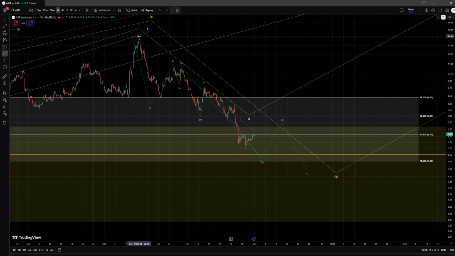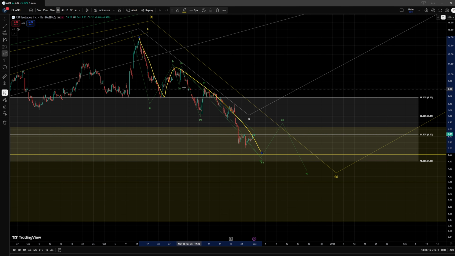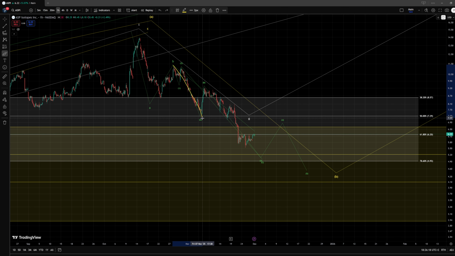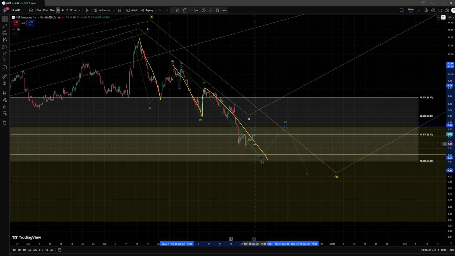In the end, this could still work out, maybe even as a WXY, in which case this structure could be complete in an ABC structure, where after completing the wave C to the downside, we may have a full count. Now, since this isn't the preferred interpretation, and this is rather likely than not a 5-wave structure to the downside, it is time to be very careful on this chart.